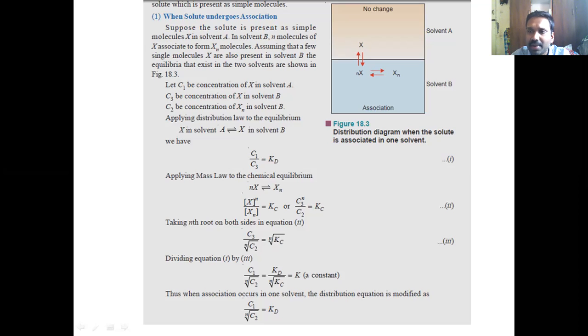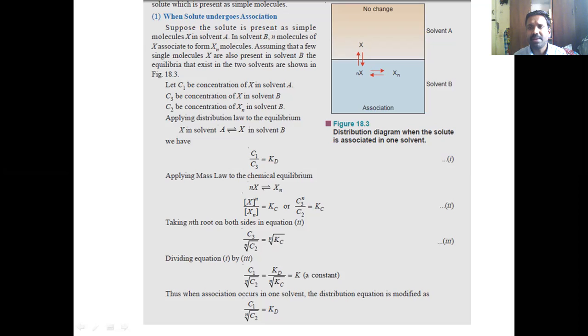Now dividing equation 1 and 3, you get C1 divided by square root of, not square root, if it is a dimerization reaction it is a square root, or nth root of C2 is equal to Kd divided by nth root of Kc. And now you get a bigger constant, which is called the distribution constant for association phenomena, that is K. This is what the modification term is.